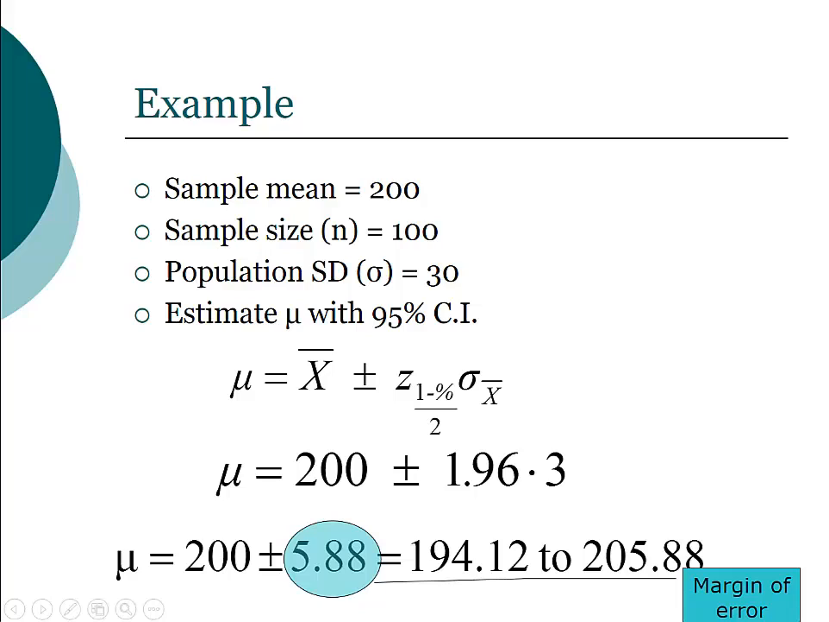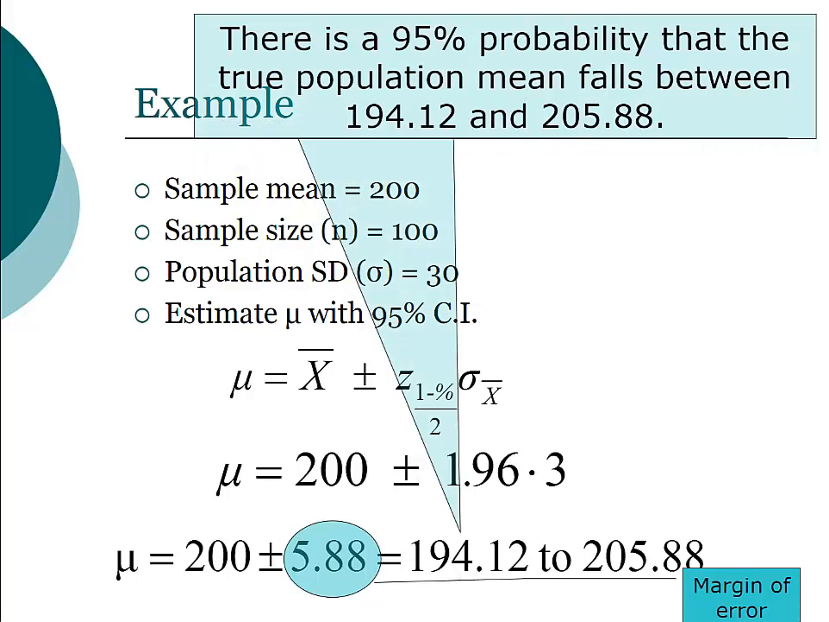Or we can work it out. 200 minus 5.88 is 194.12. And then 200 plus 5.88 is 205.88. So our nice and easy way, but not technically a correct way of thinking about it, is there's a 95% probability that the true population mean falls between these two numbers. So this is how we calculate our 95% confidence interval.